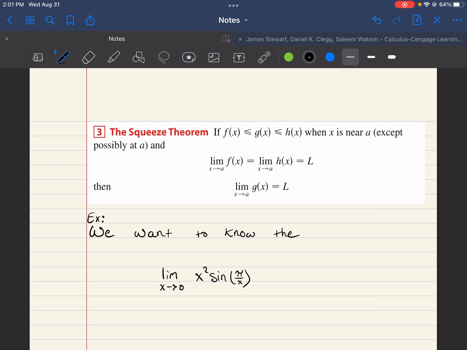that's less than or equal to a function g of x that's less than or equal to some function h of x, when x is near some a, except possibly at a, and the limit as x goes to a of f of x equals the limit as x goes to a of h of x, they both equal some number L, then the limit of g of x as x goes to a equals that same number L. So I wanted to do an example.